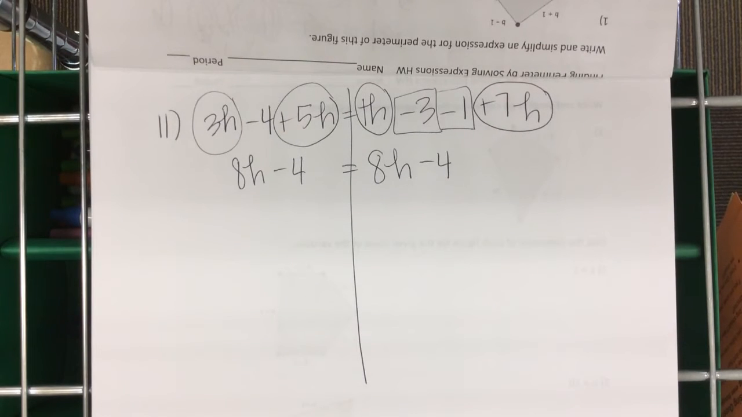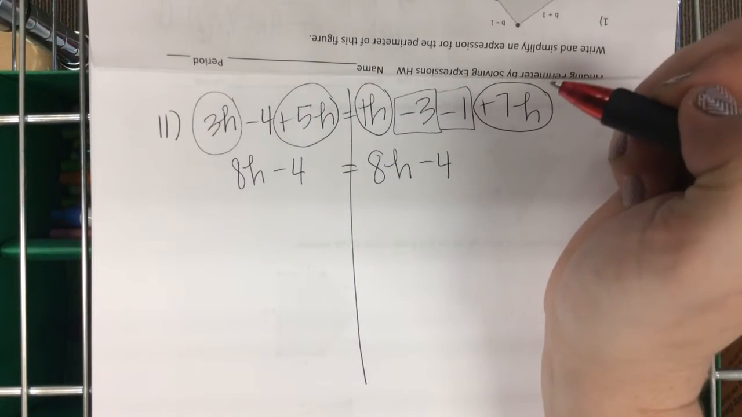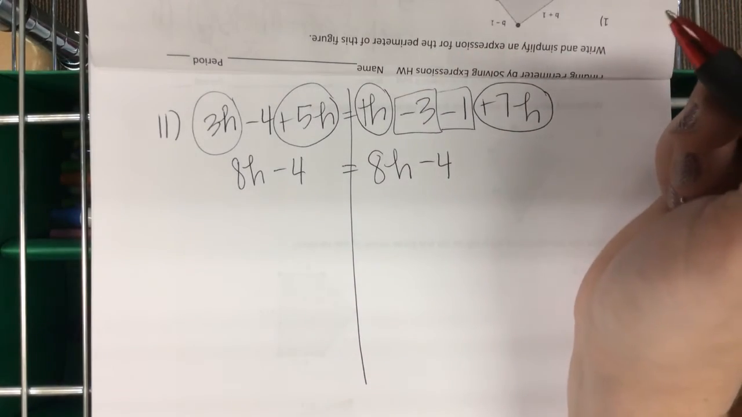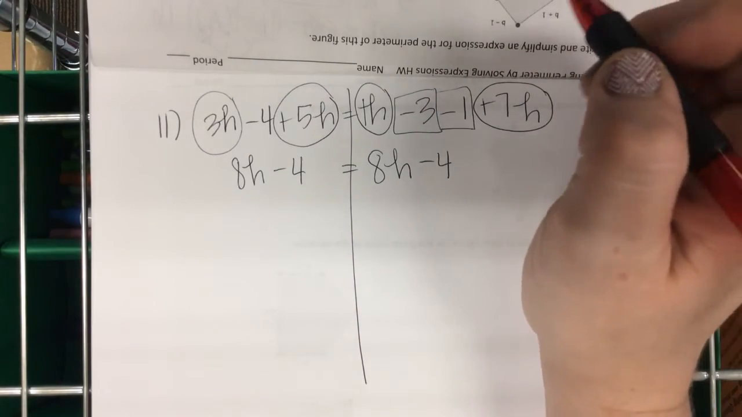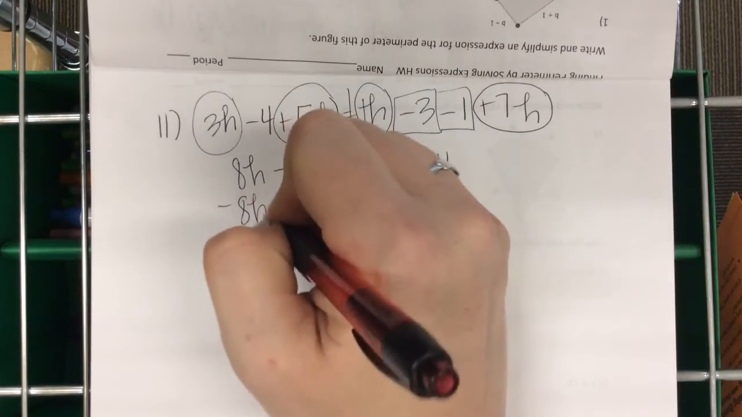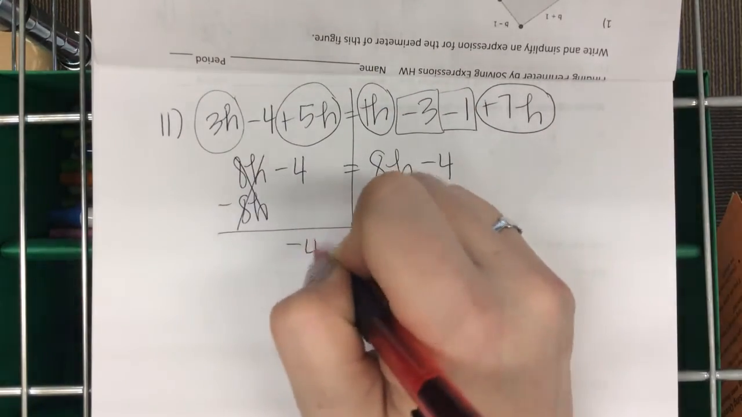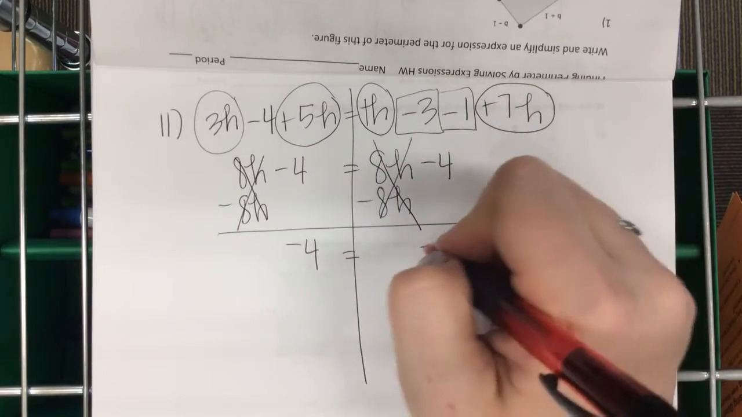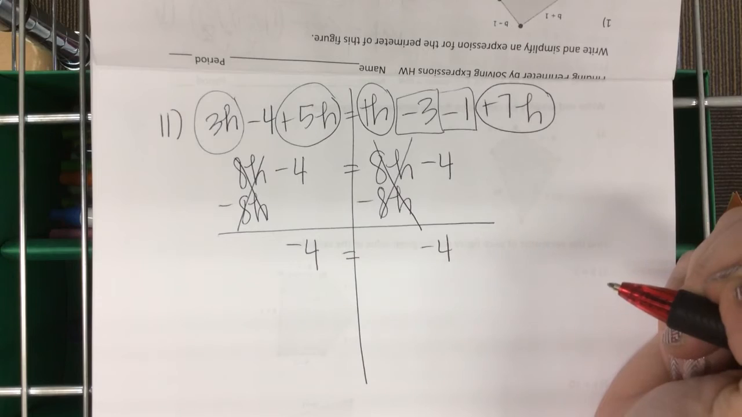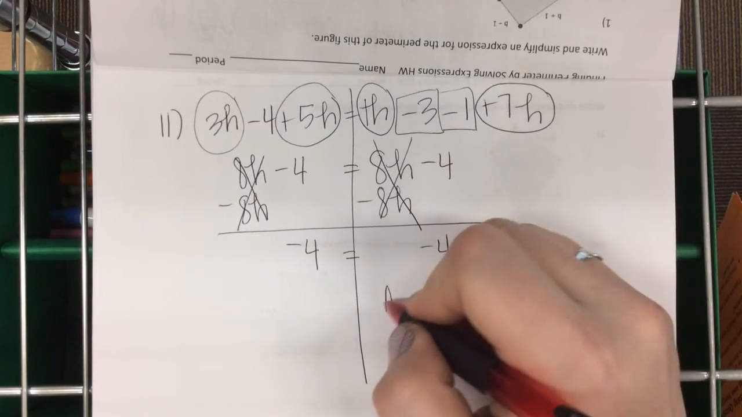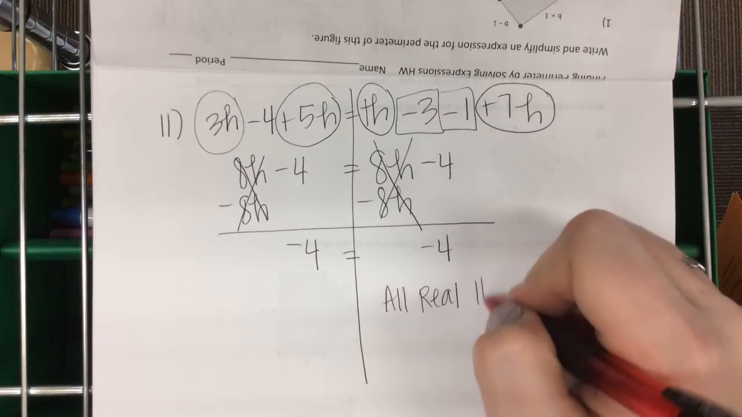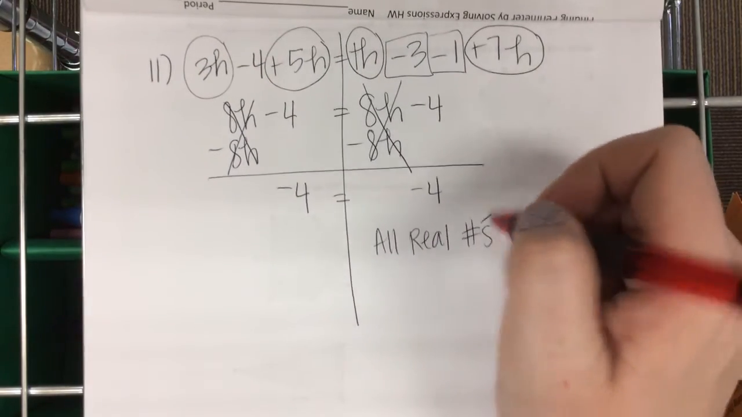Now some of you are going to stop because you're going to remember they're the exact same on the left side and the right side. You're good to go. Other people are going to be like, all right, keep going. I'm going to move the smaller variable. Oh, wait, they're the same, so it doesn't matter which one I move. Minus 8h, minus 8h. Cancel out. I'm left with negative 4 equals negative 4. And is this a true statement? Yeah, it's true. All real numbers.